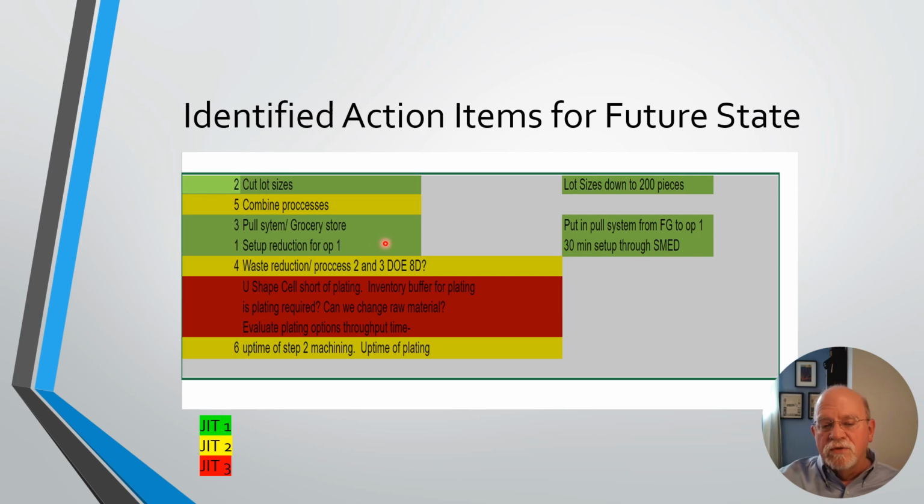We're suggesting through single minute exchange of dies that we can reduce the setup to 10 minutes. What that allows us to do is to cut the lot sizes. So the second process change would be to cut the lot sizes from 1,000 pieces to 200 pieces.